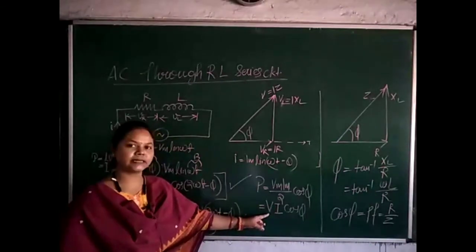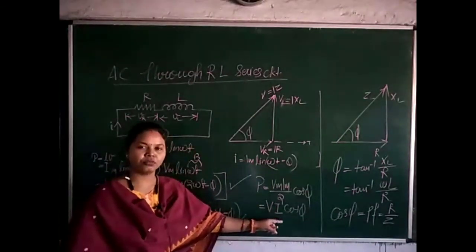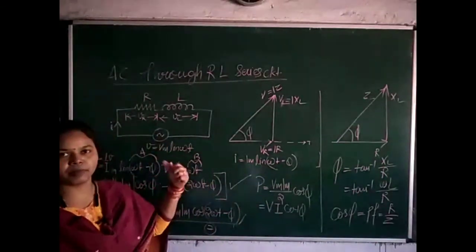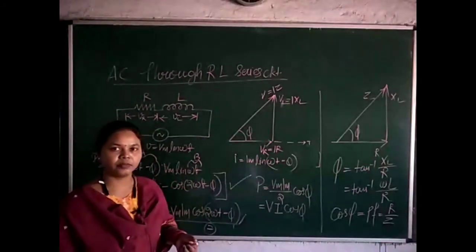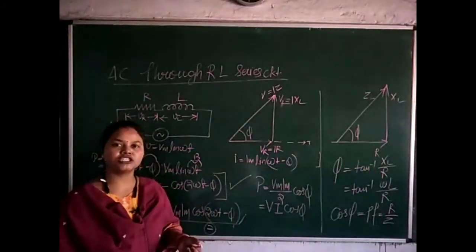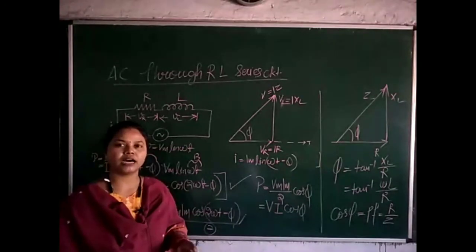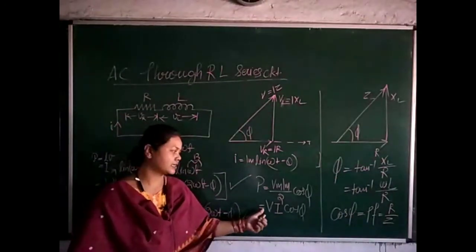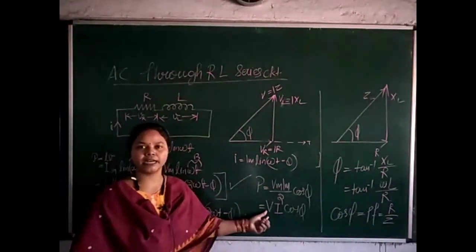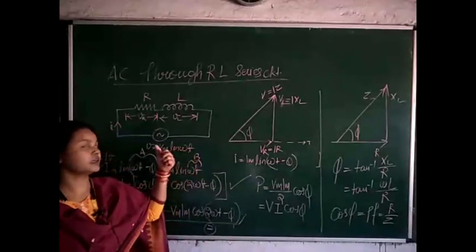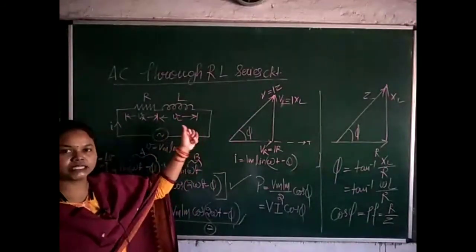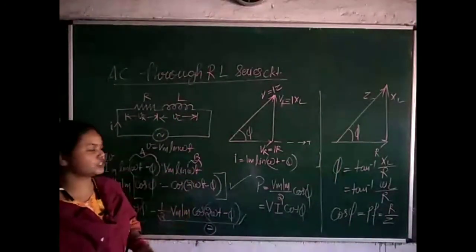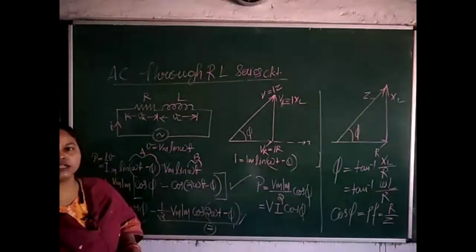a RL series circuit is VI cos phi, which is consumed by only the resistive part, not the inductive one, because you have already learned, students, in the previous part, that the average power consumed by a purely inductive circuit is 0. Hence, in this case, this power is consumed by only the resistive part and not the inductive part. Still they are connected in series. Next we go for the power triangle.